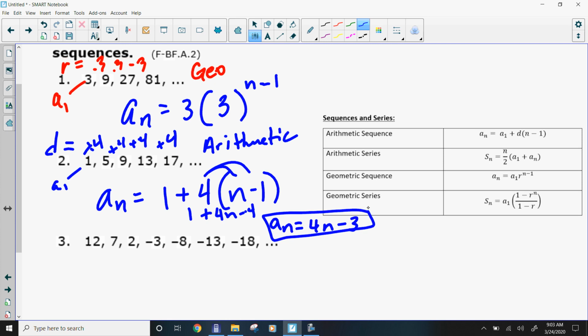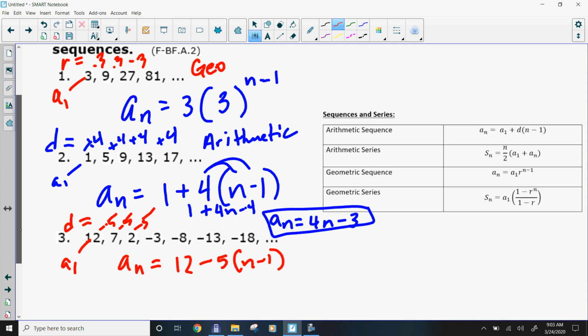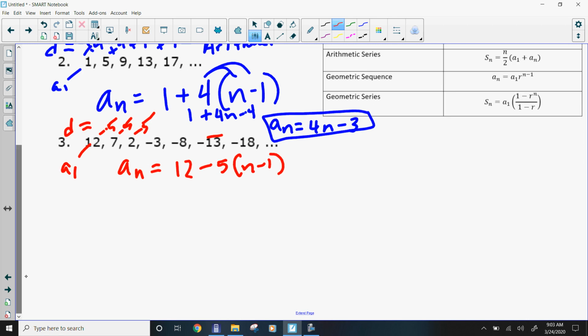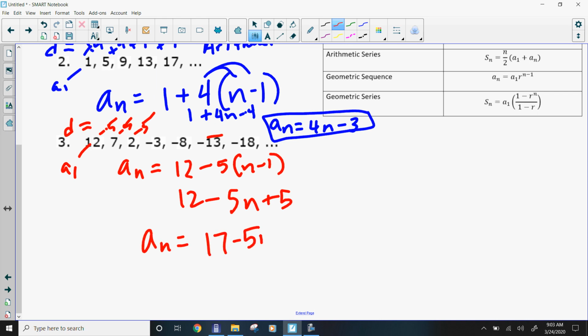Okay, the next one. This one looks like it's going down, and it looks like it's going down by 5 every single time. So it's minus 5, minus 5, minus 5, and so on. Again, that's going to be arithmetic, and this is my A1. According to the formula, A sub n equals the first term, which is 12. Usually we put a plus here, but since D is negative, I'm going to put minus 5 and then n minus 1. Then again, we simplify this. We have negative 5n plus 5 with a 12 right here. So a sub n is going to equal 17 minus 5n. Now the order of this doesn't matter. You can put negative 5n plus 17 and it means the exact same thing.